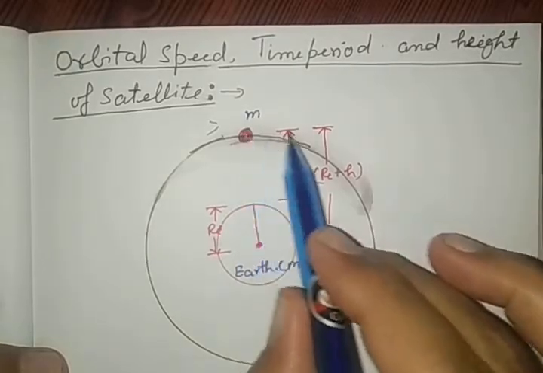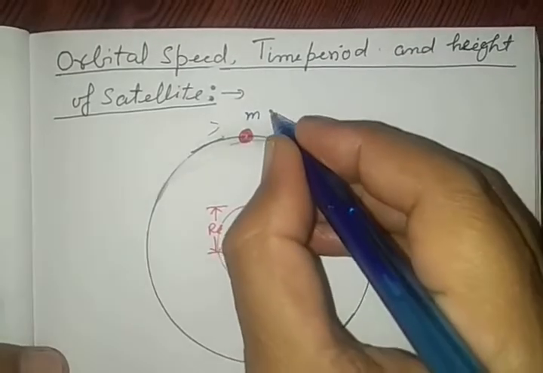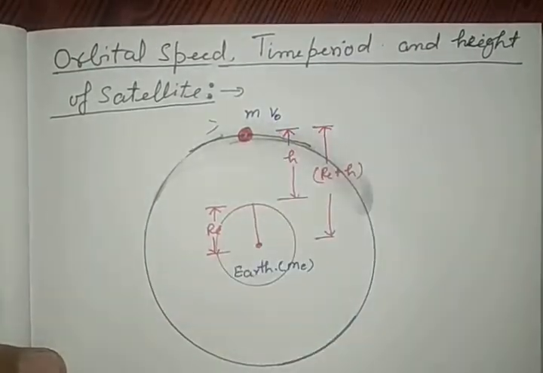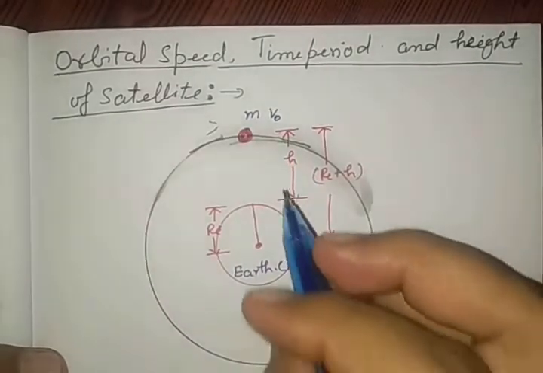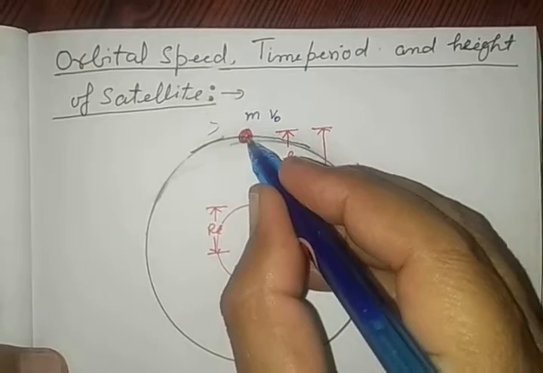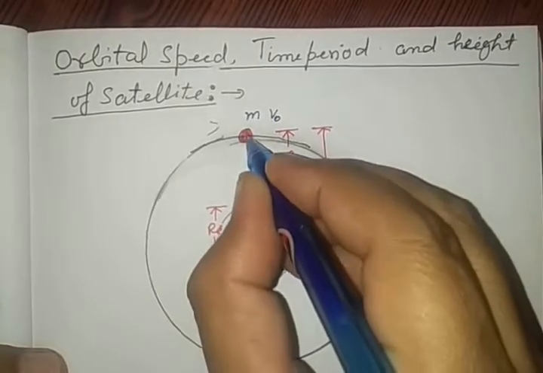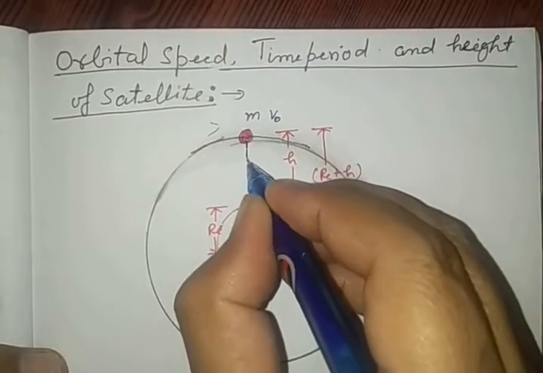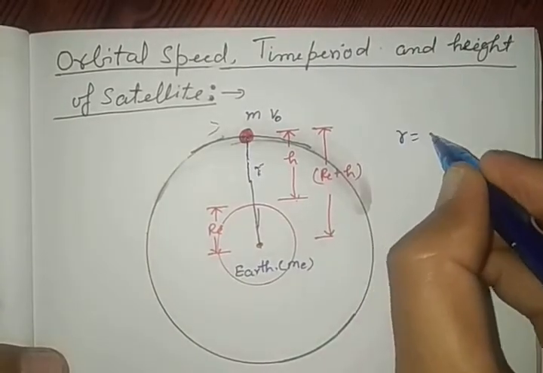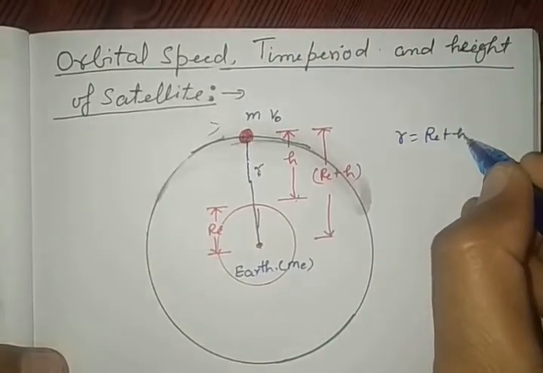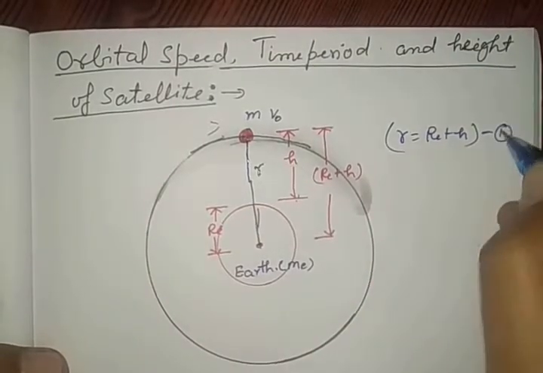Let a satellite of mass m be moving around the Earth with velocity v, orbital velocity VO here, at height h above the Earth's surface. So the total distance from Earth to the satellite is represented by small r. This small r is given by the radius of Earth plus h, the height from the Earth's surface. We may write this as equation number 1.